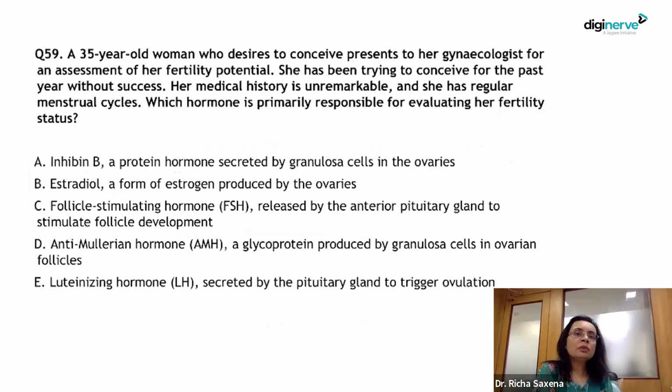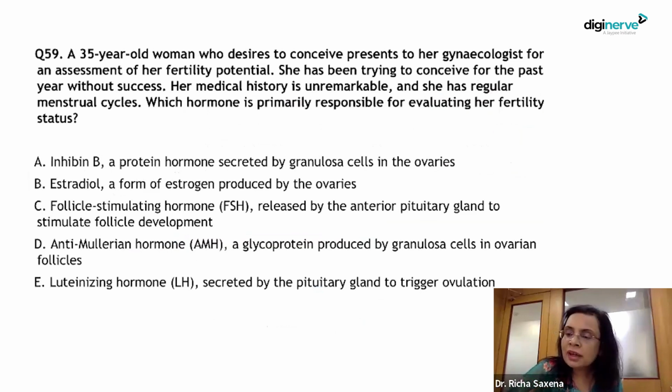A 35-year-old woman who desires to conceive presents to her gynecologist for assessment of her fertility potential. She's been trying to conceive for the past year without success. Her medical history is unremarkable and she has regular menstrual cycles. Which hormone is primarily responsible for evaluating her fertility status?